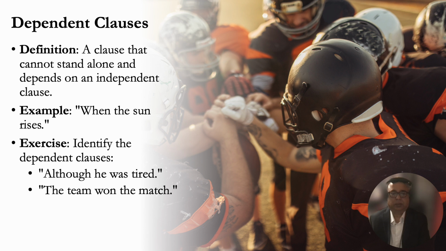So, dependent clauses. As we just learned, an independent clause is a standalone sentence, right? It can stand by itself without needing any assistance from another sentence or a clause. But dependent clauses, in contrast, are incomplete. So, when the sun rises, what happens when the sun rises? The idea is not clear. It confuses the reader when a person writes that way. When the sun rises, period. It's an ungrammatical sentence.